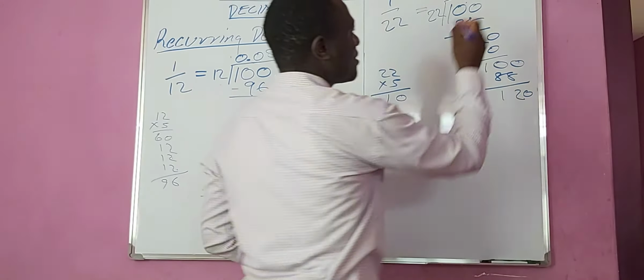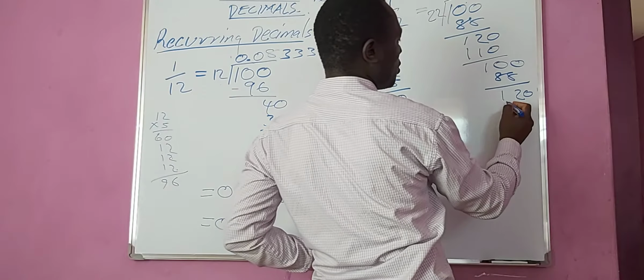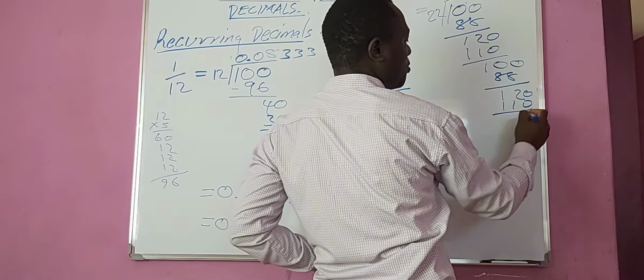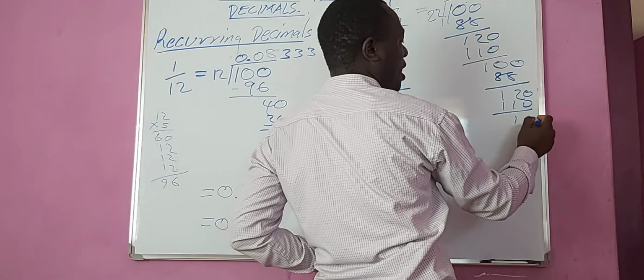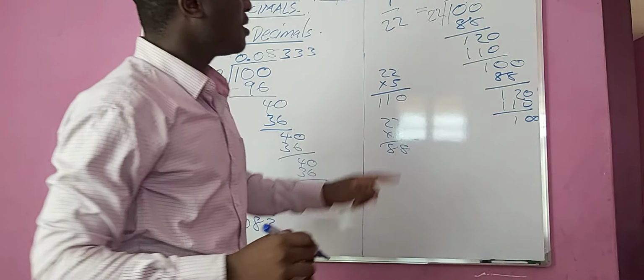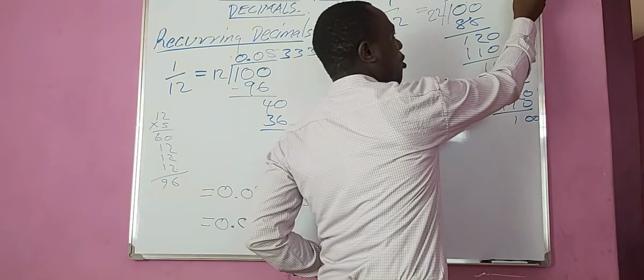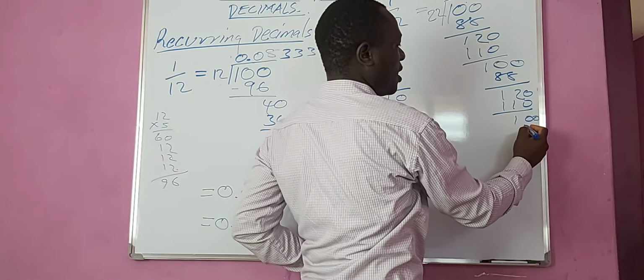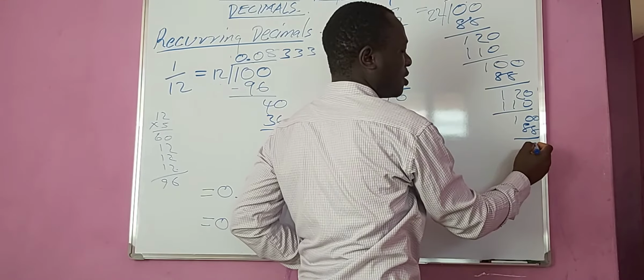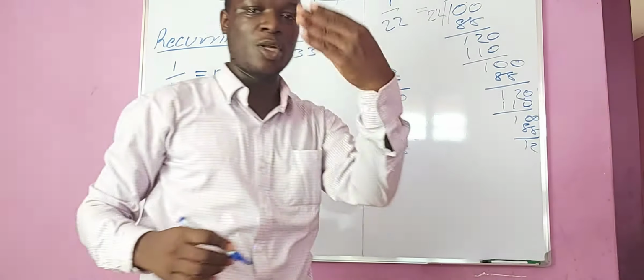Which number next? 5. 5 by that one is 110. You subtract, you have 0. When you add 0, becomes 10. 10 by that one, you have 4. 4 by that one is 88. You subtract, you have 2, 1. And it will go on and on.